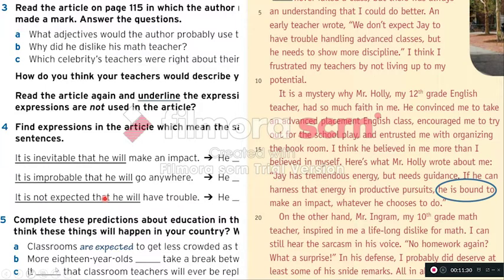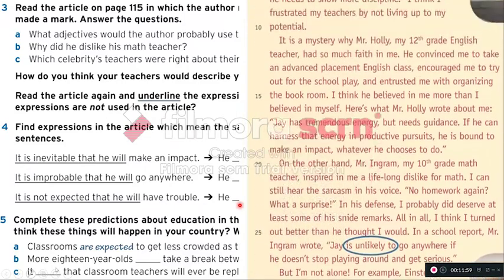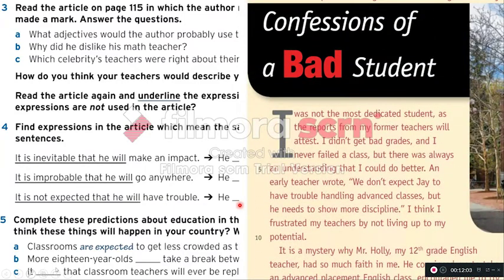All right, let's take a look at the answers. In the next sentence we have, "it is improbable that he will go anywhere." The actual phrase that they use, we can find it in line number 26: "Jay is unlikely to go anywhere." It is improbable, is unlikely. Okay? And finally, "it is not expected that he will have trouble." This sentence we could find at the beginning of the lecture, and it is the same actually: "We don't expect Jay to have trouble." It is not expected that he will have trouble.